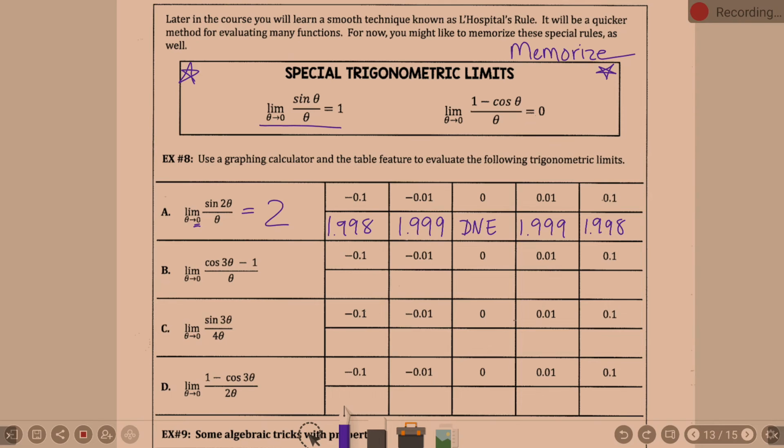Let's see, negative 0.1, 0.446, 0.044, D and E, negative 0.044, negative 0.446.